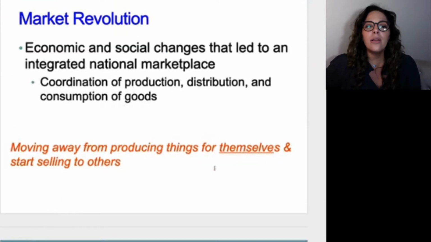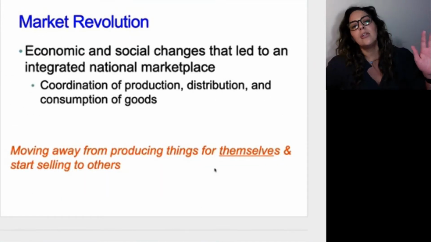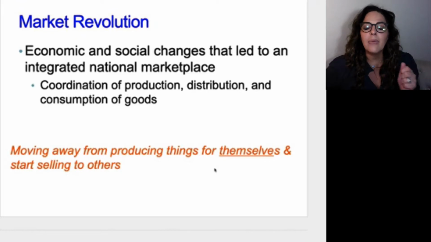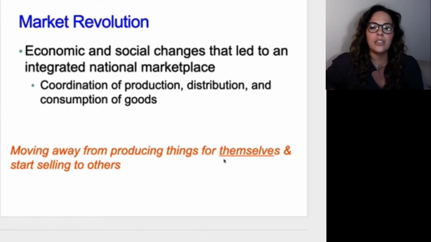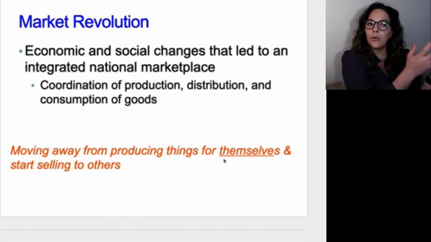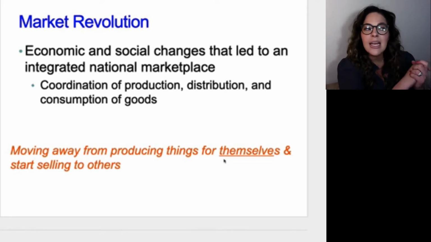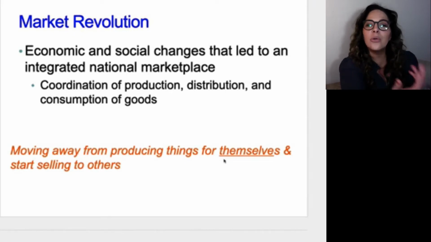Okay, so market revolution, very simple. Basically, it is the economic and social changes that led to the integrated national marketplace. So what we're talking about here is a complete coordination of production, distribution, and consumption of goods. The United States, as previously described in this class, is changing. It is totally transforming.